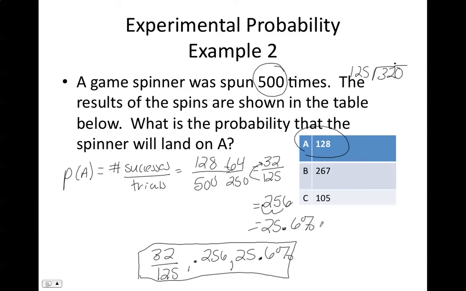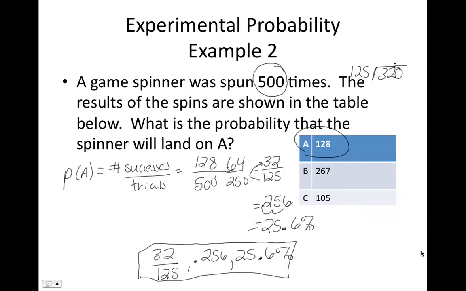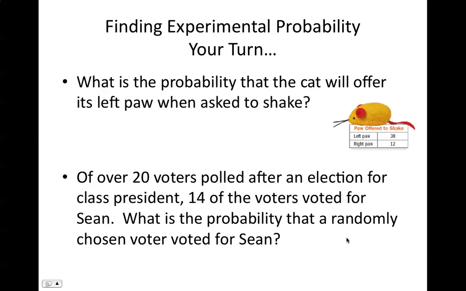Let's give you an opportunity to try one on your own. So finding experimental probability on your own. You've got 2 problems, the first one and the second one down here. And so again, go ahead and hit your stop or pause key and solve these on your own. Make sure you're showing all your work and of course reducing, and then we'll go over these in class tomorrow. Okay? Good luck.